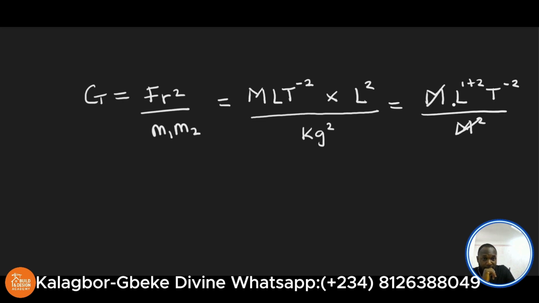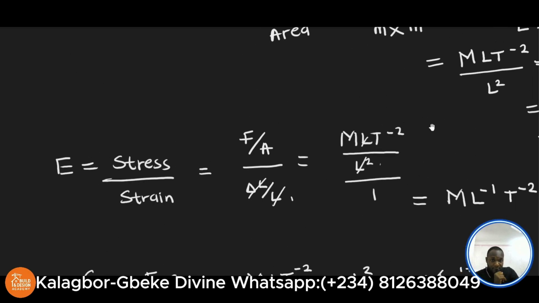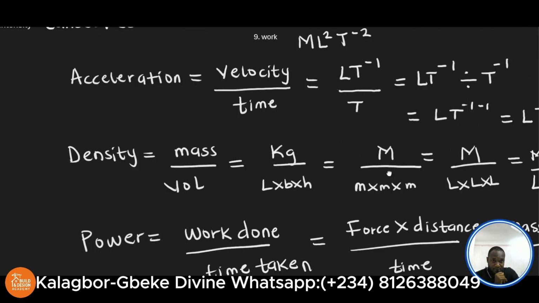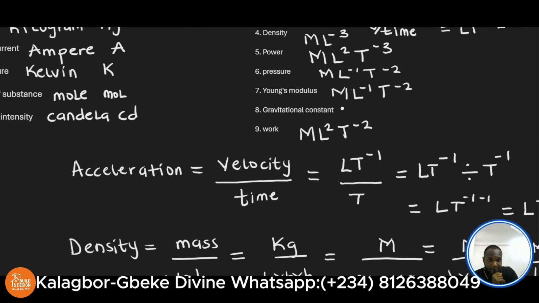So M here will cancel M, and I'll be left with one M here, right? So this M will now be M raised to the power 1 minus 1 in the numerator, L raised to 1 plus 2, which is L raised to the power 3, and T raised to the power minus 2. So that's what we'll have for G: M raised to the power minus 1, L raised to the power 3, and T raised to the power minus 2. So let's write it down. Gravitational constant is M raised to the power minus 1, L raised to the power 3, and T raised to the power minus 2.